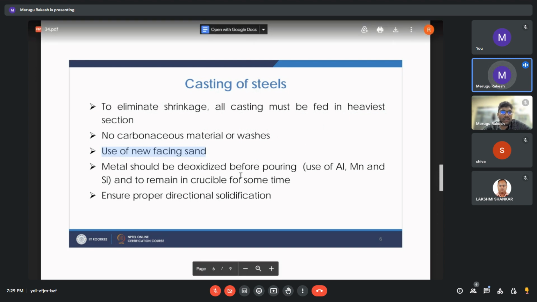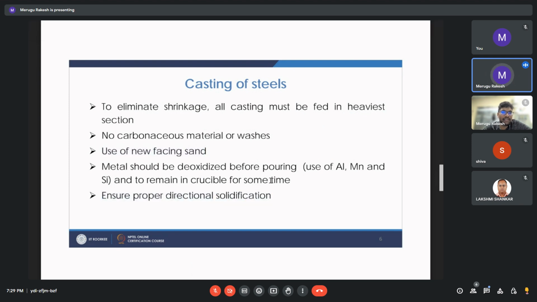So we have to deoxidize it by adding aluminum, magnesium, silicon. This will form slags that can be removed, and we should ensure proper directional solidification. Otherwise, we'll get some defects such as hot tears.